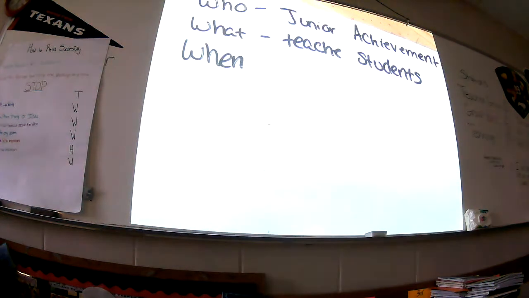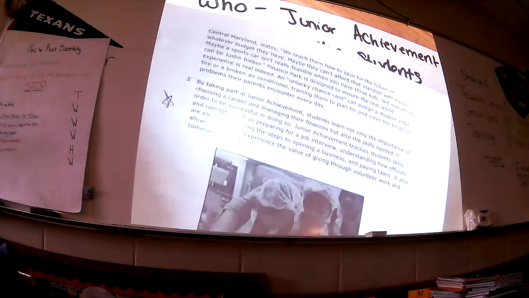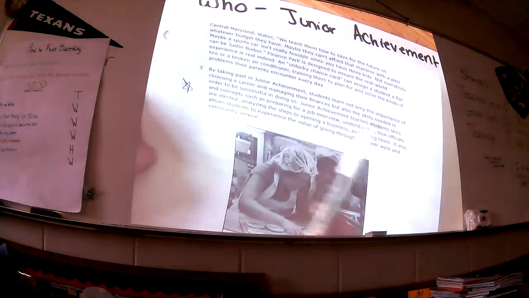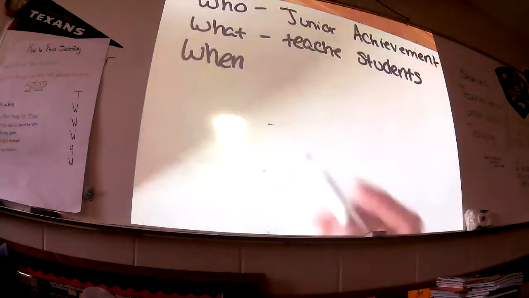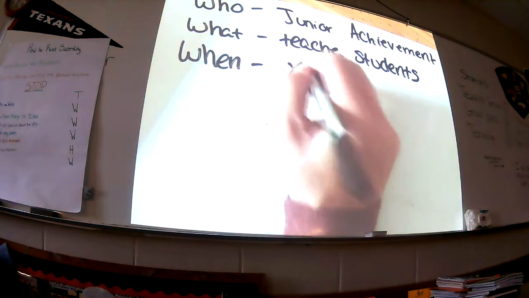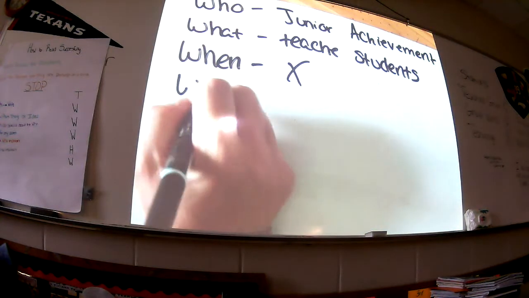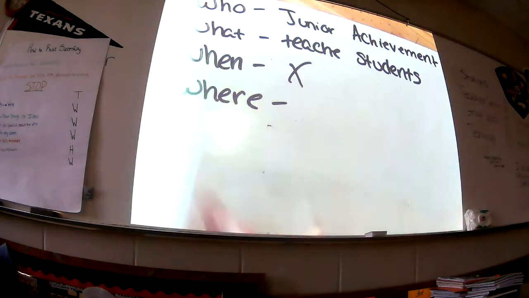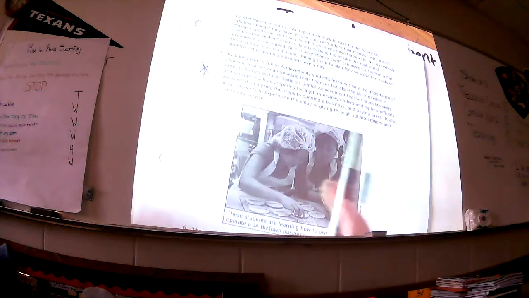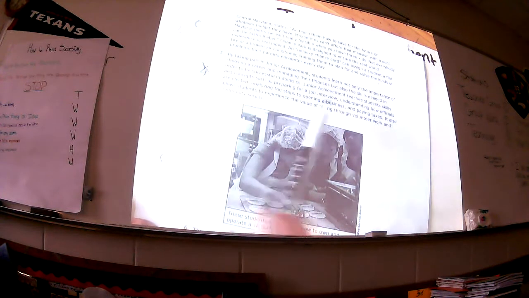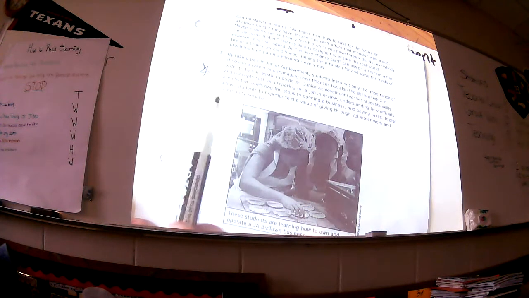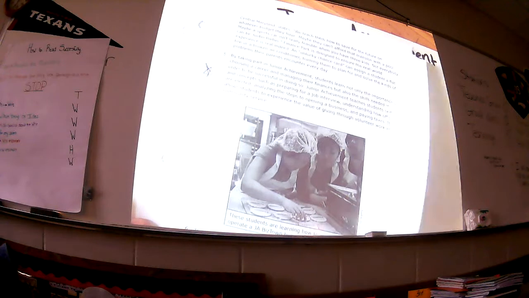When. All right, I don't believe I saw a when in here. Okay, and that's okay. We're not always going to have a when. All right, where? Did it talk anywhere in this paragraph about a where? Nope, I don't see a where either. Okay.